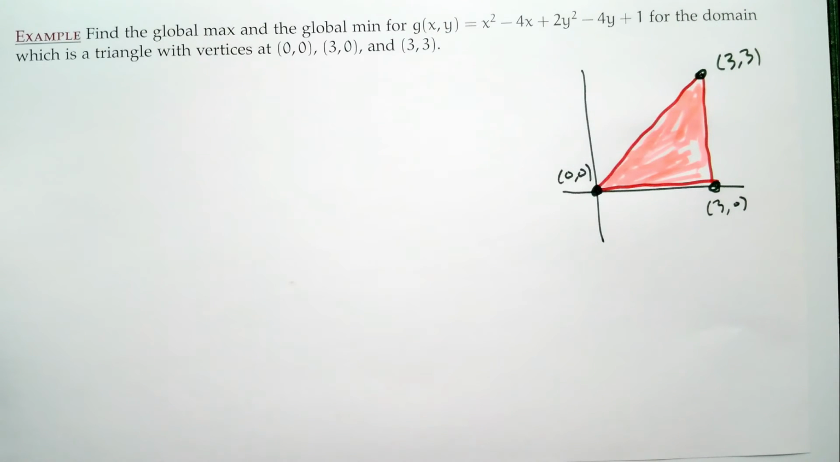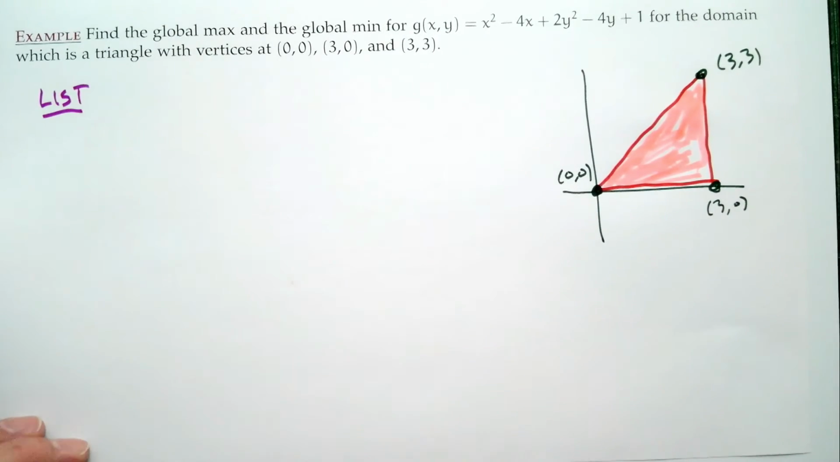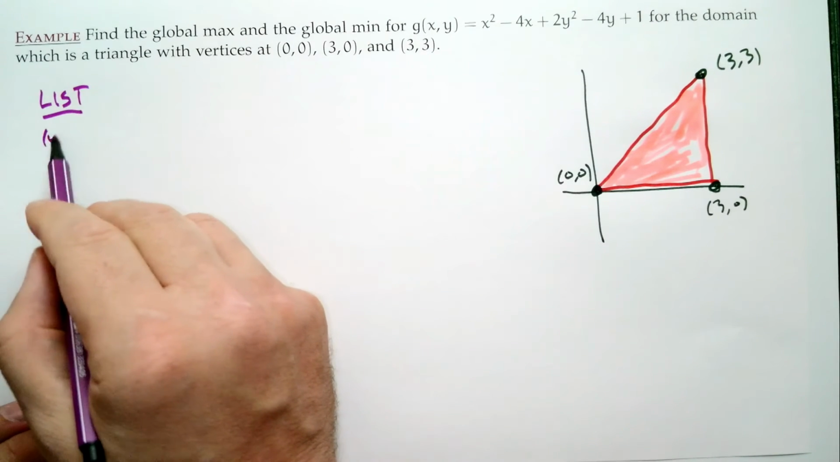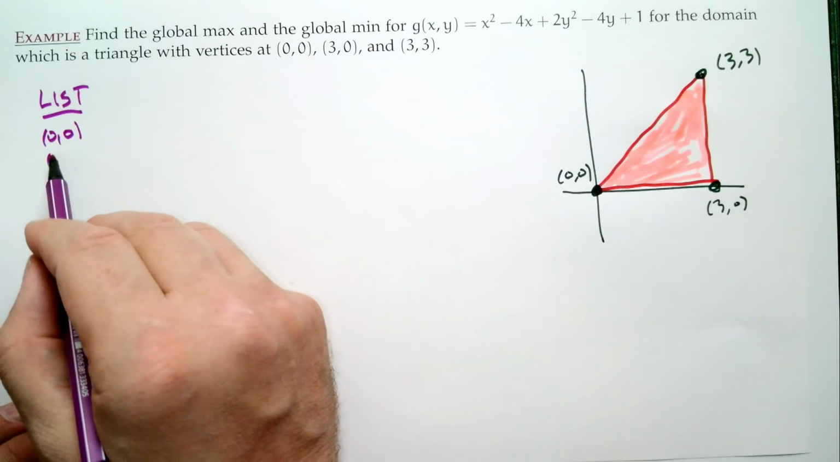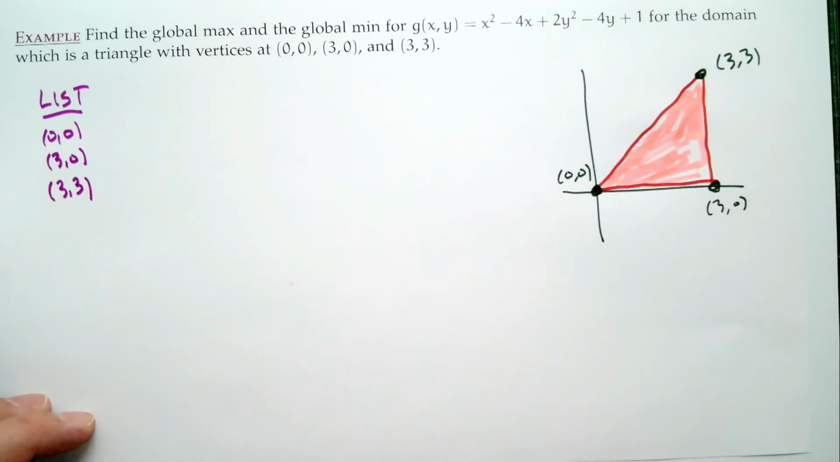Okay. Now, same process. Make a list. Now you see why I like to include the corners first, because I feel like, yes, I'm making progress. Okay, let's include the corners. Where are the corners? 0, 0, 3, 0, 3, 3. Okay, well, after the corners, what do you want to check?